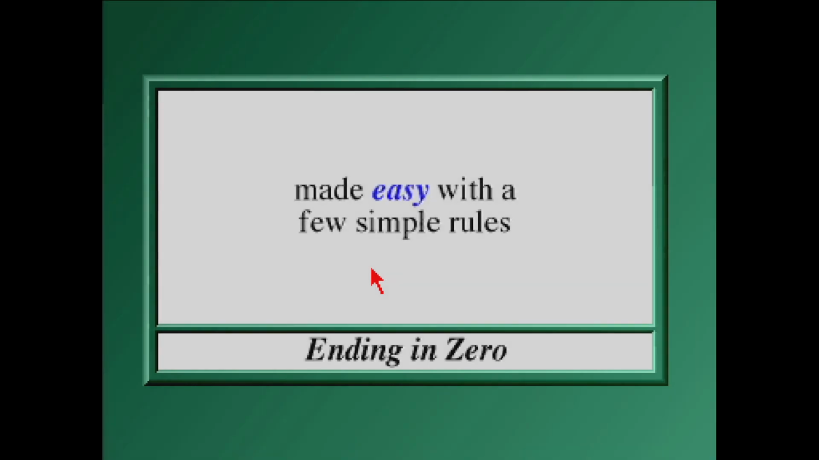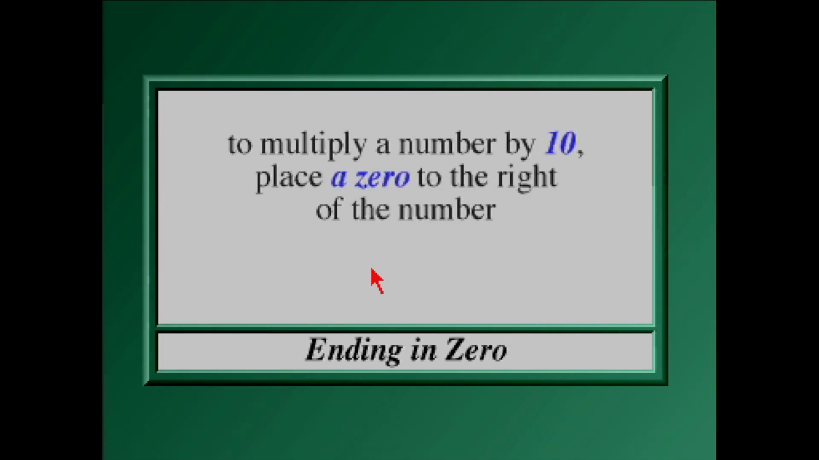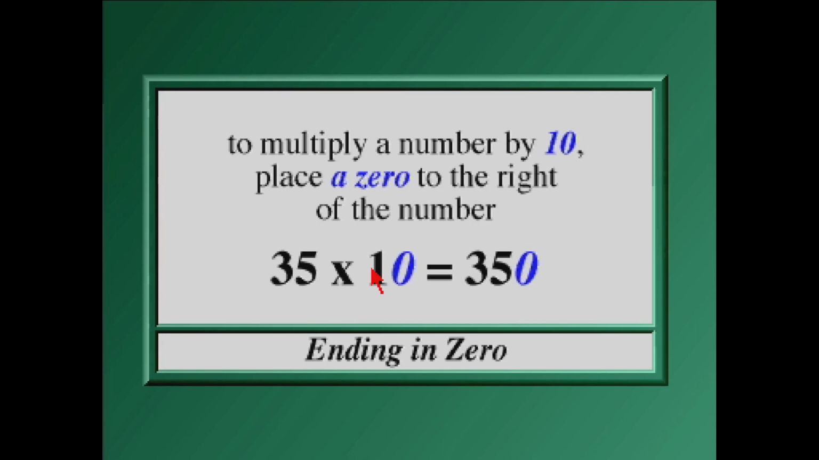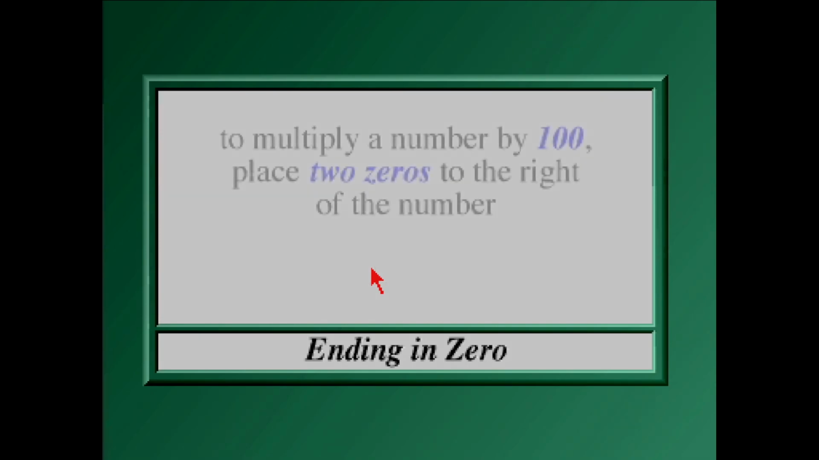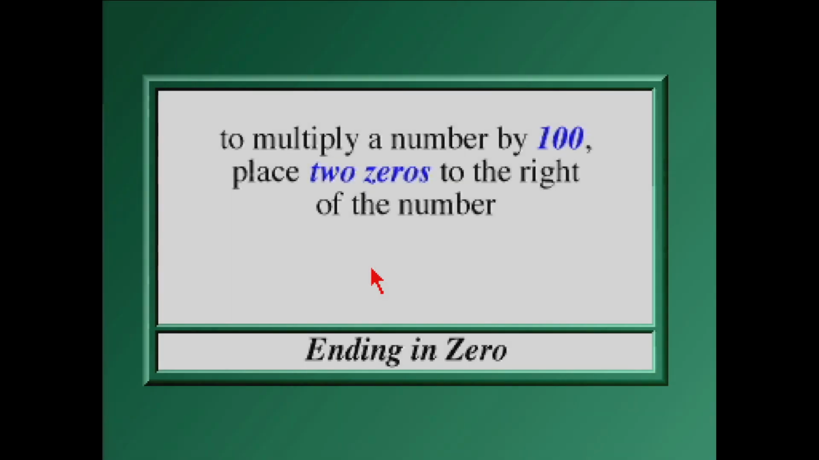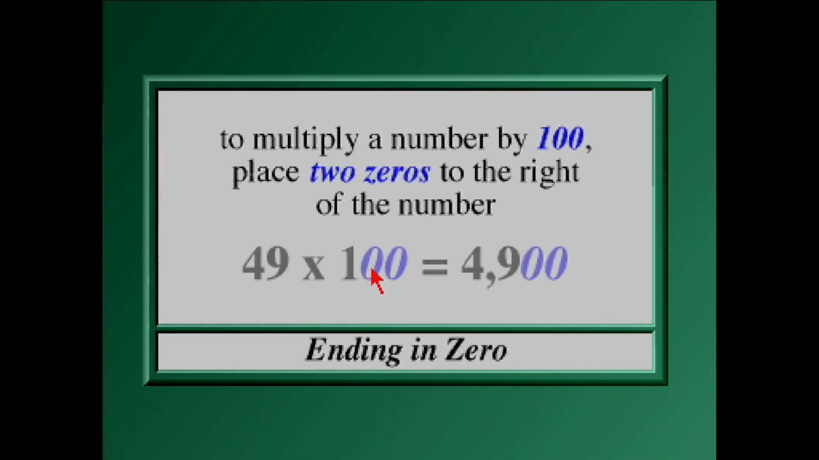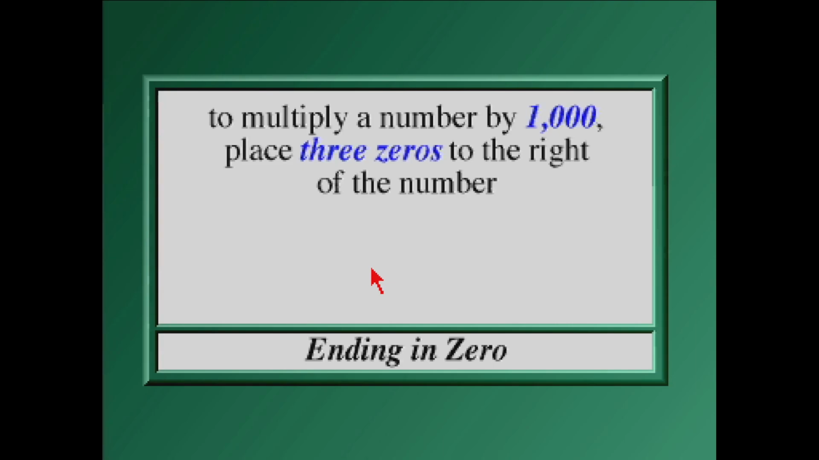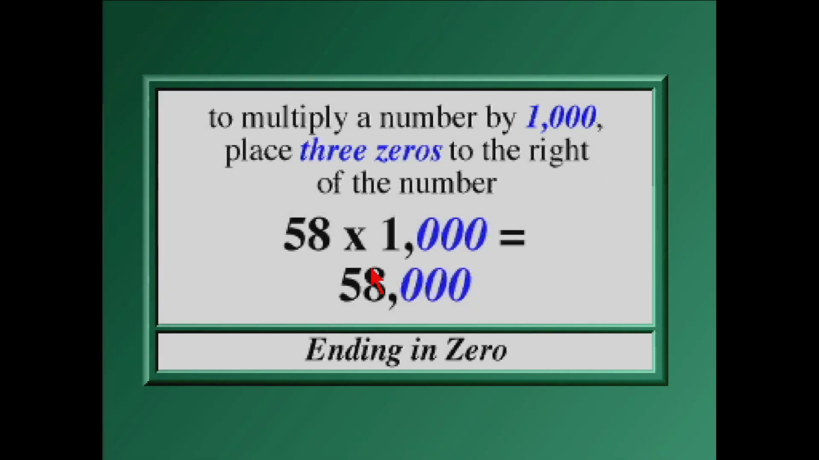Multiplying by numbers ending in 0 is easy when you remember a few simple rules. To multiply a number by 10, place one 0 to the right of the number. For example, 35 times 10 equals 350. To multiply a number by 100, place two zeros to the right of the number. For example, 49 times 100 equals 4,900. To multiply a number by 1,000, place three zeros to the right of the number. For example, 58 times 1,000 equals 58,000.